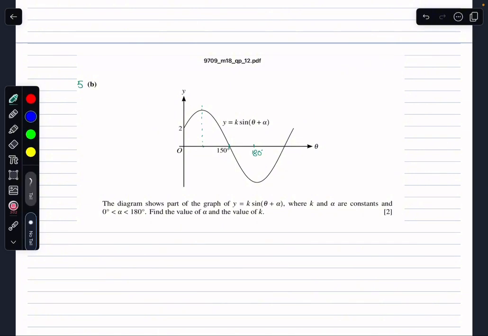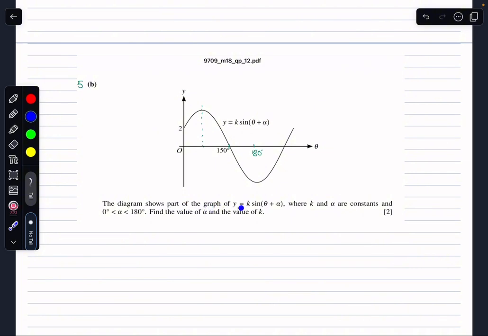And in this question, they have given us the graph. When theta value is 0, the y value is 2, and we have the maximum value, and then it's 150 degrees. Then we have another value here giving us the minimum value, and then this is how the graph continues. It's for y equals k sine theta plus alpha.